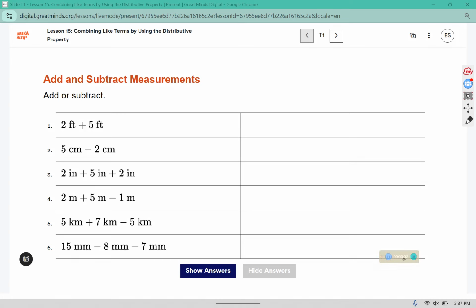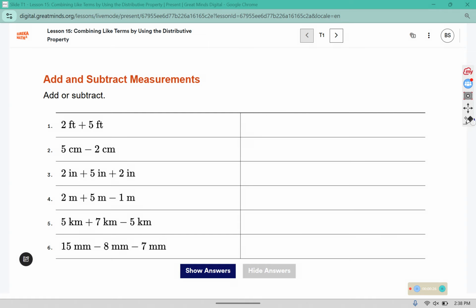Here we are adding or subtracting. And since it maintains the same units, we can just add them or subtract them as if they were just integers. So 5 plus 7 is 12. And then 12 minus 5 is 7. So this one is 7 kilometers.